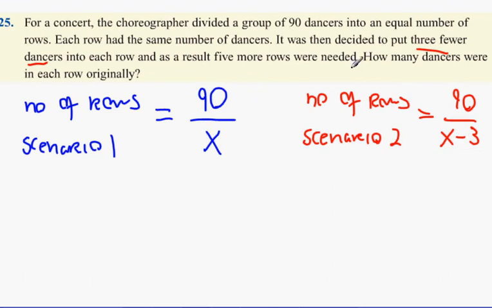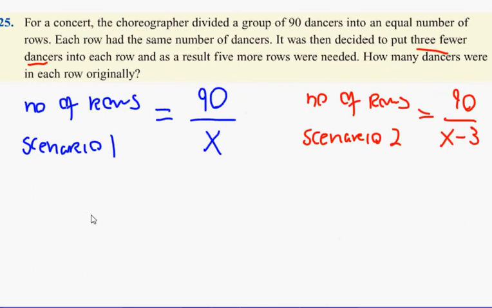Okay? Now, which one is the bigger number? Look at both denominators. The numerators are the same. X is a bigger denominator than x minus 3. So, for example, 90 divided by 5 or 90 divided by 3. Which one's the bigger number? 90 divided by 3 is the bigger number. So, in this case, the red one is bigger than the blue one. Oh, sorry. No. Red one's bigger than the blue one because x minus 3 is a smaller number than x.